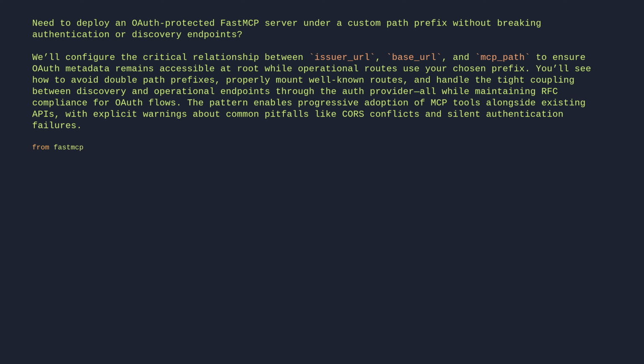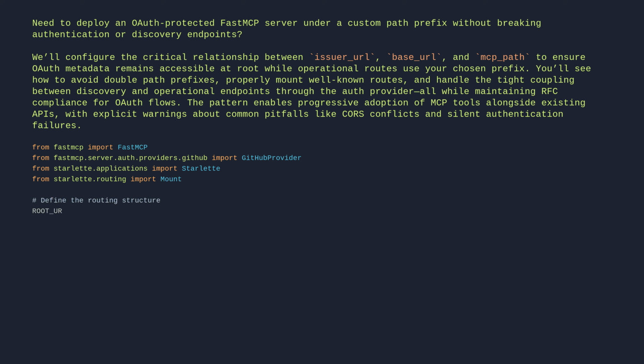From fastmcp import FastMCP. From fastmcp.server.auth.providers.github import GitHubProvider. From starlette.applications import Starlette. From starlette.routing import Mount. # Define the routing structure. ROOT_URL = "http://localhost:8000". MOUNT_PREFIX = "/api". MCP_PATH = "/mcp".